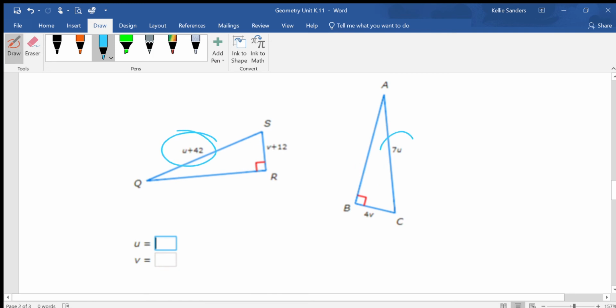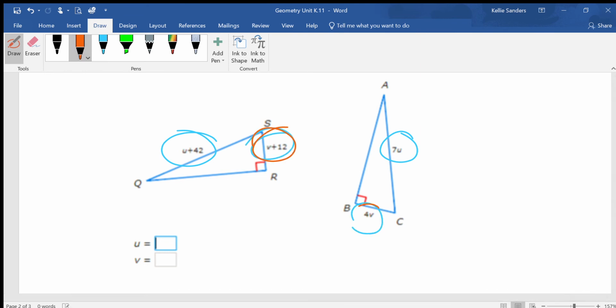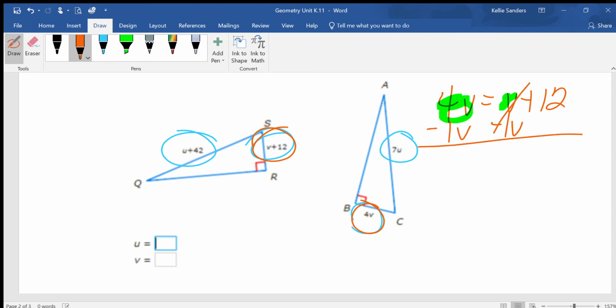U plus 42 is going to be with the 7U. V plus 12 is going to be with the 4V. So we have 4V equals V plus 12. Here's a V and here's a V. They're not all together. So we're going to subtract this V. We're going to subtract this V. That V goes away. 4 minus 1 is 3. The 12 comes down. We're going to divide by 3. The 3's cancel out. 12 divided by 3 is 4.